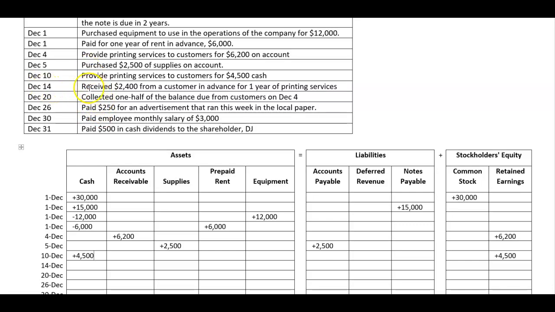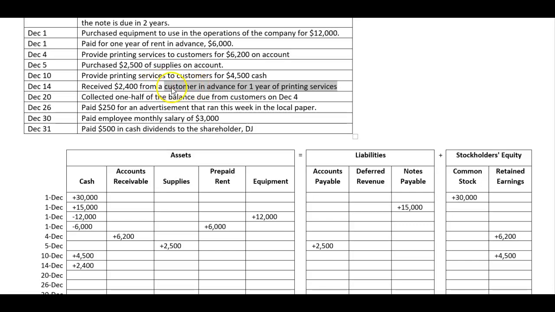All right, 14th, received $2,400. So our cash is going up by $2,400. Now, why is that? Well, the customer has paid us in advance. Have we done anything to earn their money? Absolutely not. So we cannot record this as revenue because we owe the customer future services. So that's not revenue to us yet. We haven't fully met our obligation to our customer.